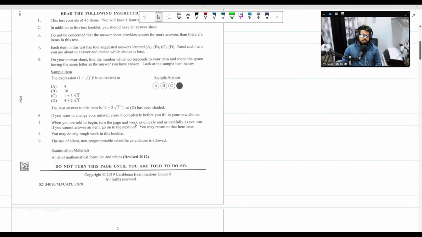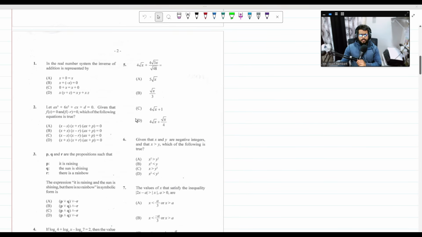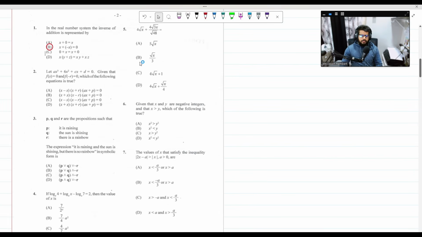So 2020, paper 1. The real number system. In the real number system, the inverse of addition is represented by subtraction, which is b. So one time, that's a repeat. This is also a repeat.